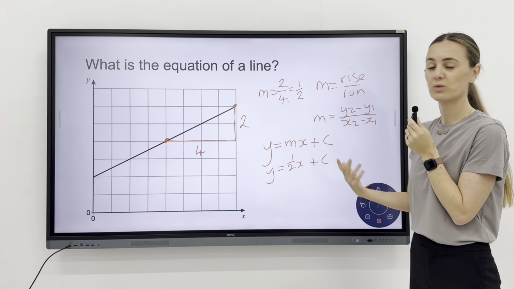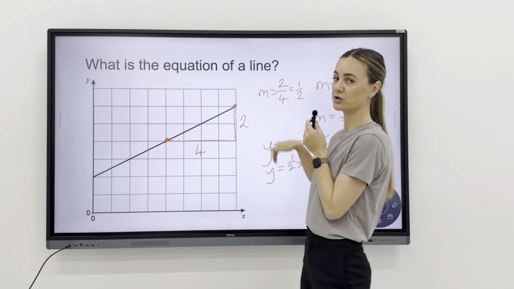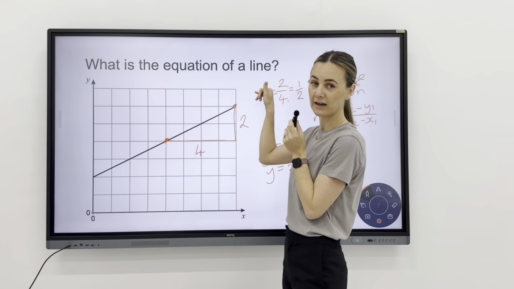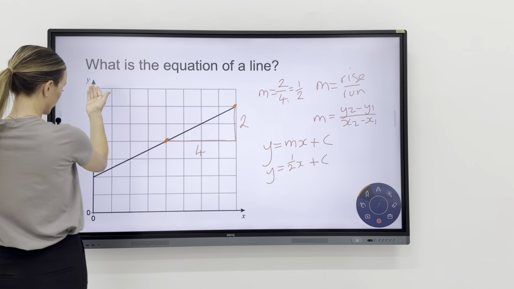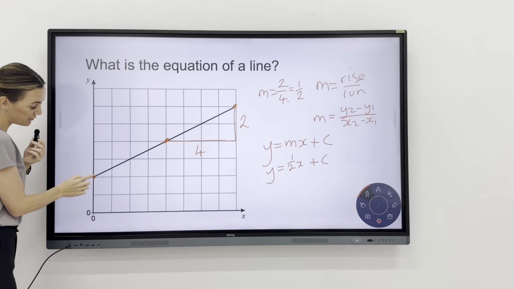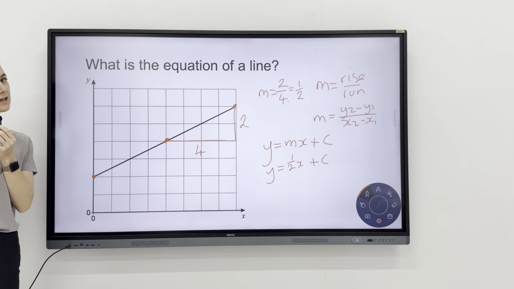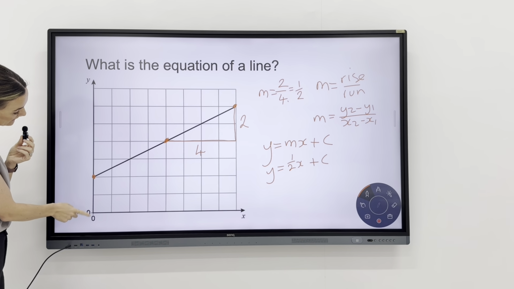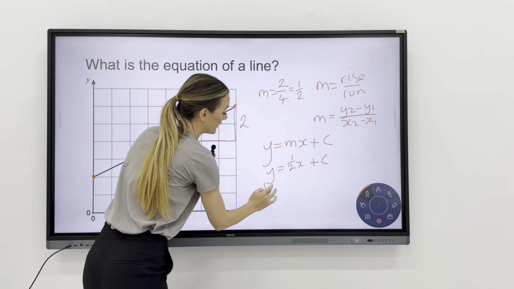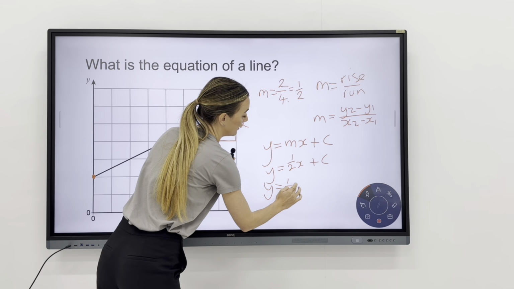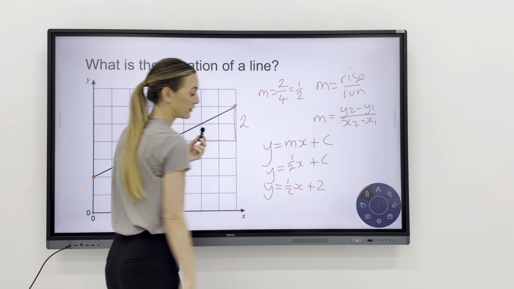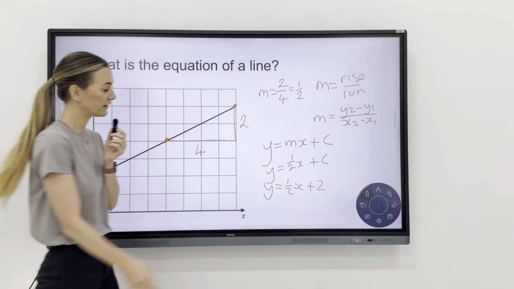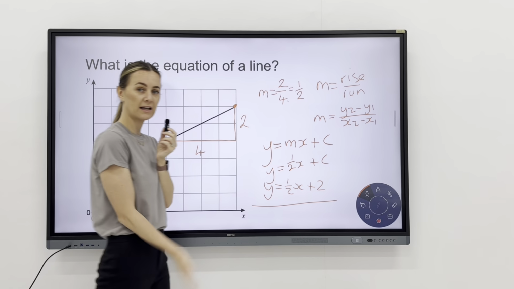So if this wasn't on a graph, you could pick a coordinate and substitute that in. But because it is on the graph, you can literally go to your y-axis, look at where it crosses the y-axis. So that is the y-intercept, which in this case is 0, 2. So my equation is y equals a half x, and then it's just plus 2 because it's positive. And that's the equation of this line.